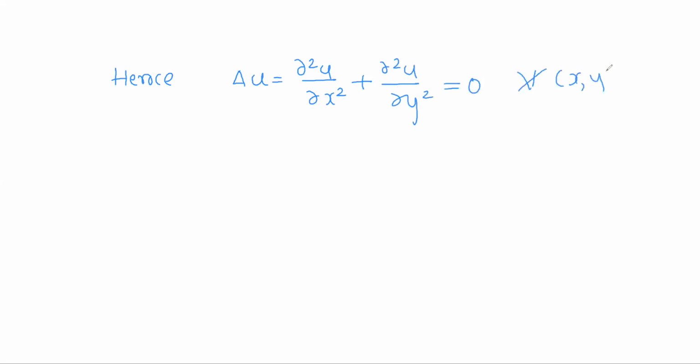Hence, the Laplace equation ∂²u/∂x² + ∂²u/∂y² is 0 for all the points in omega. First of all, we proved this for all non-zero points, and later we proved this for the point 0 also. So in general, it holds for all the points in omega, which proves the converse part.